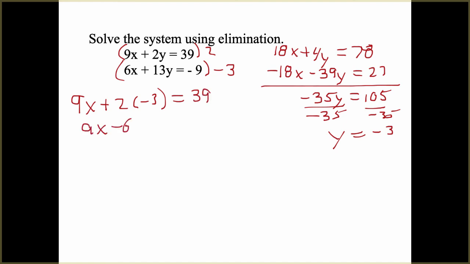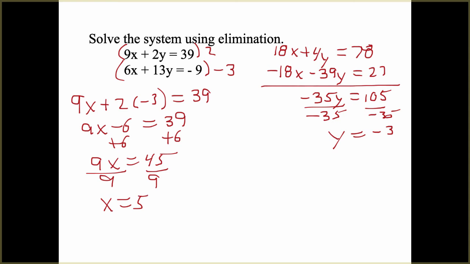9x minus 6 is 39. Add 6. Then we get 9x is 45. Divide out the 9 to get x by itself, and x is 5. So our ordered pair is 5, negative 3. And this is the solution to our system.